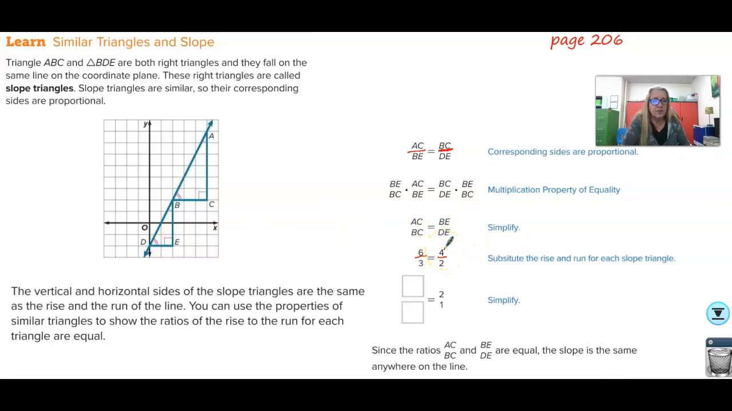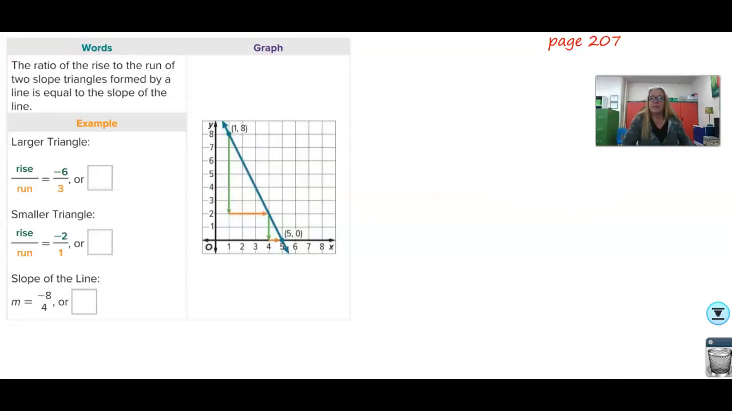So what they're having you do is simplify. You would reduce 6 over 3. 6 over 3, you divide both by 3, and get 2 over 1. So since the ratios are equal, the slope is the same anywhere on the line. Well, obviously the slope is the same. It's the same line. The slope has to be the same. Okay? All right, the ratio of the rise to the run of two slope triangles formed by a line is equal to the slope of the line.